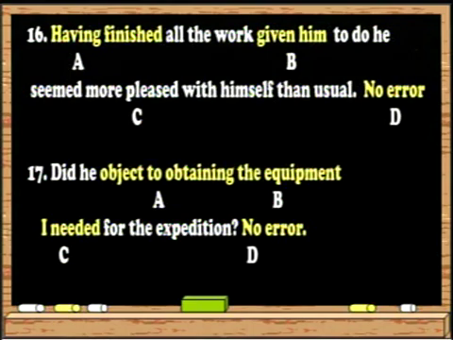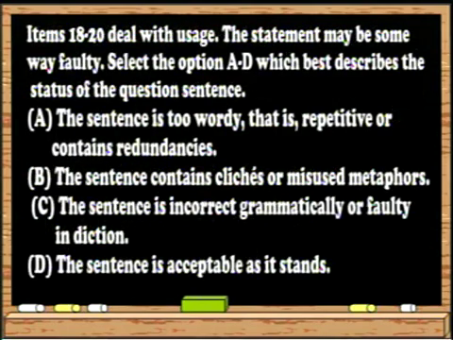Numbers 16 and 17 contain no error, so the option D must be used. Items 18 to 20 deal with usage. The statement may be faulty in some way. Select the option A to D, which best describes the status of the question sentence.